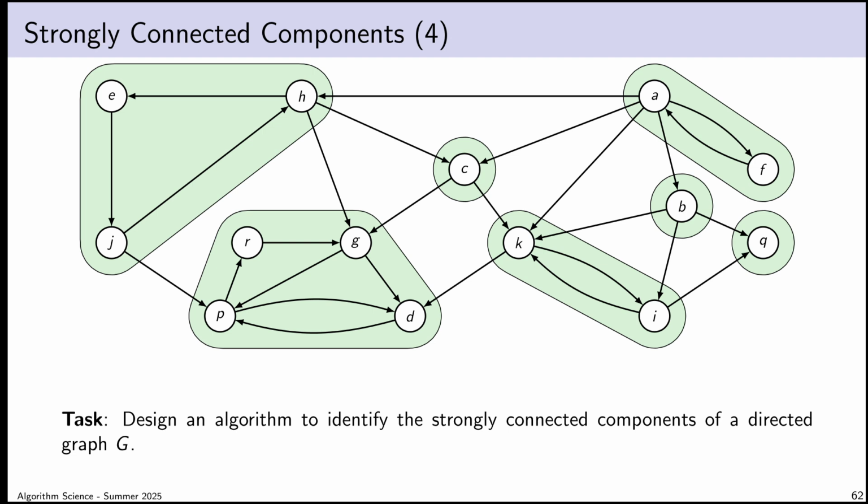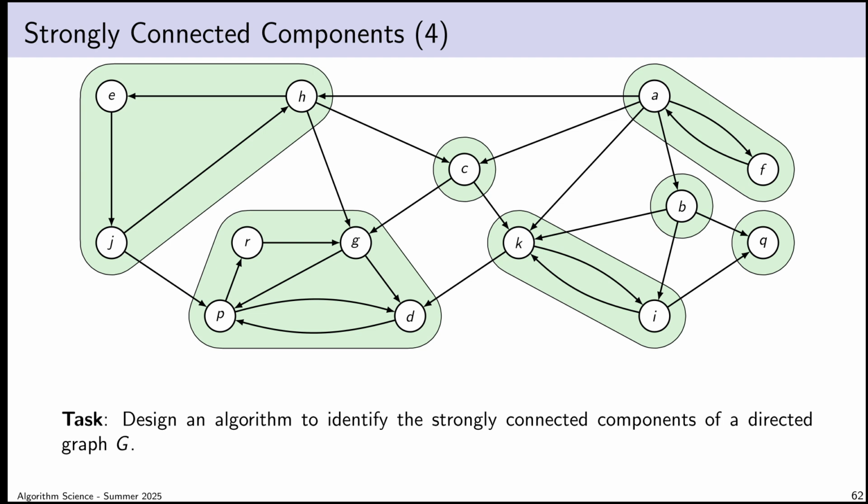The task here is to design an algorithm to identify the strongly connected components of the directed graph. This is going to be a challenge. So we are at slide 62. I believe that the last slide of the lecture is slide 137. So just about half of this lecture is going to be spent on this problem. Design an algorithm to go and find the strongly connected components of a directed graph.